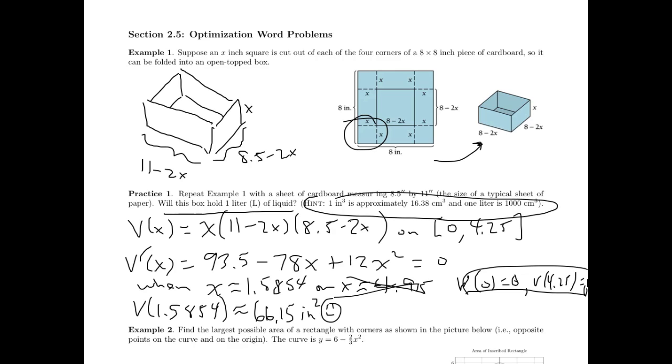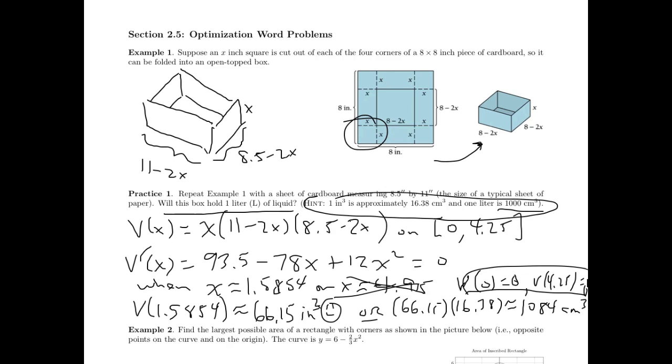So this is cubic inches. Every cubic inch is 16.35 cubic centimeters, and so we could rewrite this by multiplying the cubic inches times the number of cubic centimeters per cubic inch, and that's approximately 1,084 cubic centimeters. And 1,084 cubic centimeters is just a bit bigger than a liter.